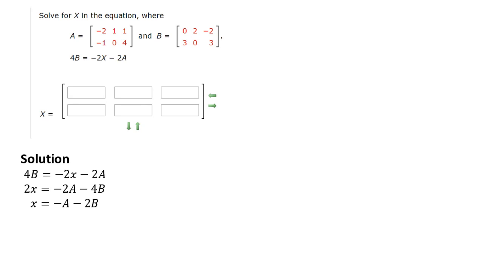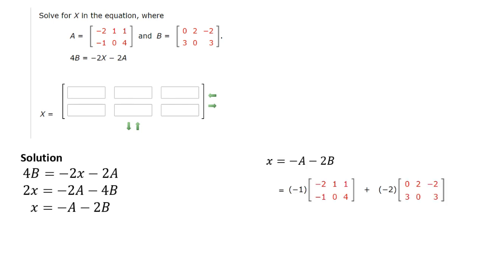I'm going to move the element that has the x to the other side by adding 2x on both sides, and move the 4B to this side by subtracting 4B on both sides. That gives me 2x is equal to -2A minus 4B. Now to solve for x, I'm just going to divide by 2 on both sides. So x is equal to -A minus 2B.